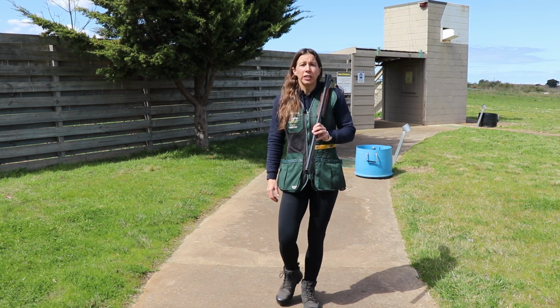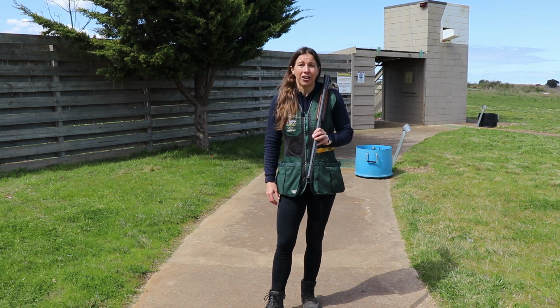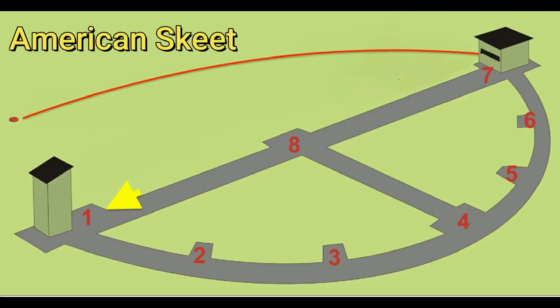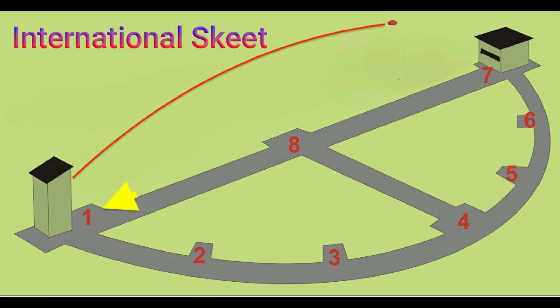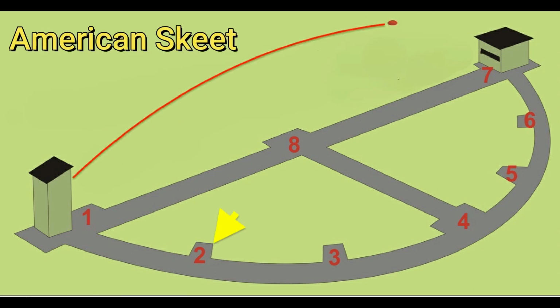Let me quickly show you the difference as I explain some of the subtle differences between American skeet and international skeet. In American skeet, doubles are not shot during the qualification rounds on stations 3, 4, or 5. Whereas in international skeet, only station 8 in the middle doesn't require a pair of targets.